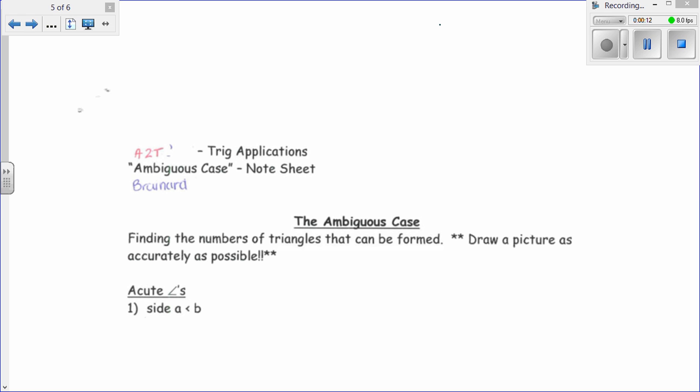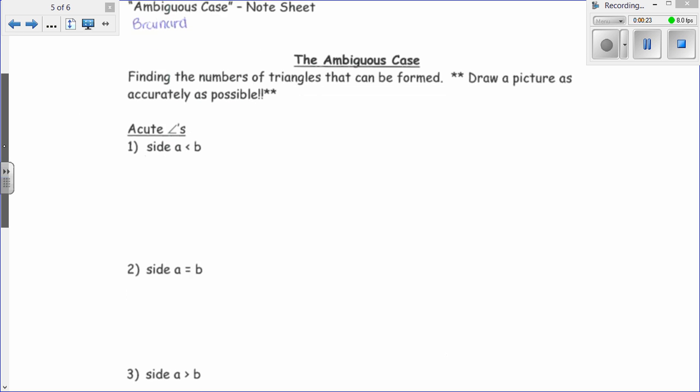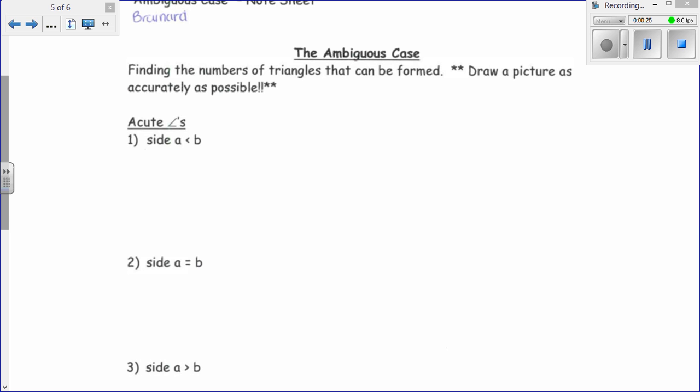The ambiguous case tells us how many triangles can be formed. So we are finding the number of triangles that can be formed, and you need to draw a picture as accurately as possible. We have a couple different scenarios. When we're using the ambiguous case, we're given certain conditions, and we have to determine by the conditions that are met how many triangles can be formed.